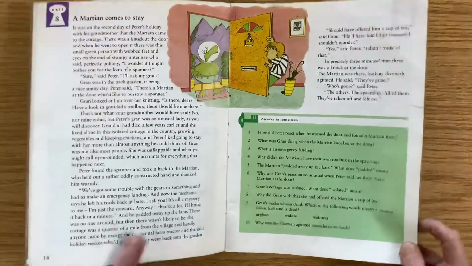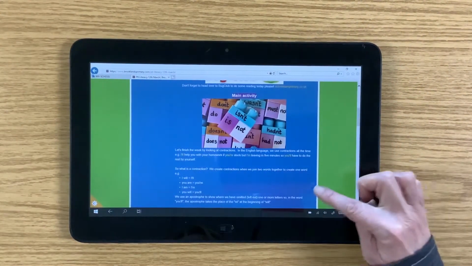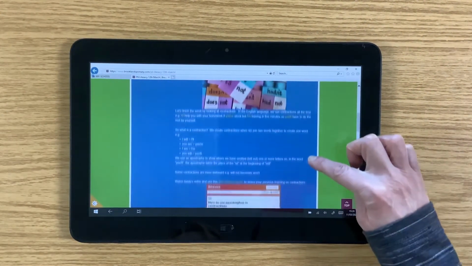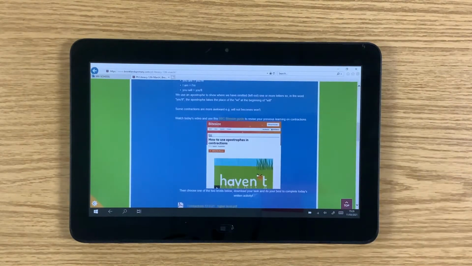Now, on the website, we have given you some more examples of different contractions for you to have a look at. And we've also reminded you that not every word follows the rules. There are some more awkward contractions in the English language. Words like "won't". "Won't" means "will not". "He won't be allowed to go." "He will not be allowed to go." Some contractions are a little bit more awkward.